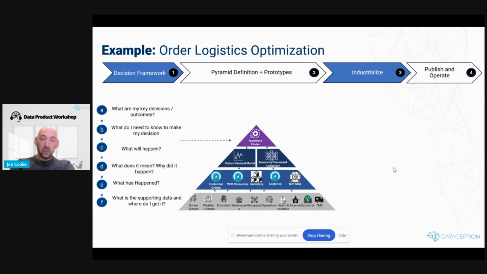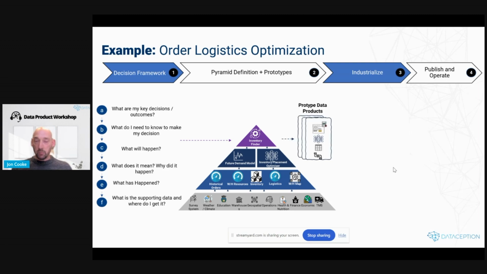So we've got an inventory finding process, a decision model at the back of it, which depends on things like a future demand model. There's an inventory placement optimizer, which is a machine learning model, and there's a load of metrics and data sets that actually support that. So historical orders, warehouse resources, so that's people, and also vehicles and that kind of stuff. The inventory, logistics, and a geospatial map of the warehouse to be able to do that. So we come up with this pyramid.